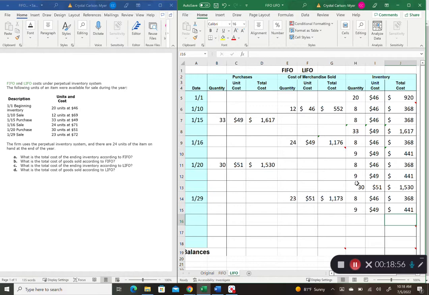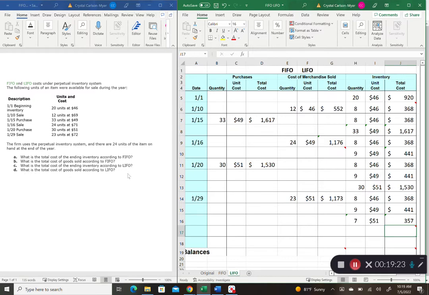But I did sell some of these $51 units. So the amount I sold, I started with 30. Subtract out the 23 that you sold, and I have 7 remaining. That cost me $51, for a total cost of 7 times 51, a total cost of $357.